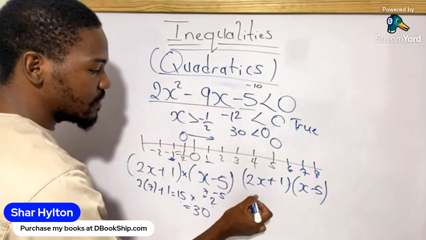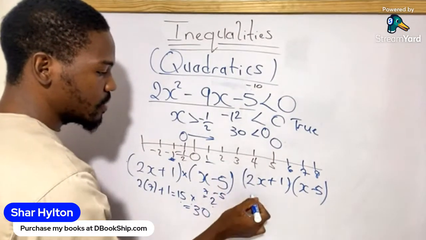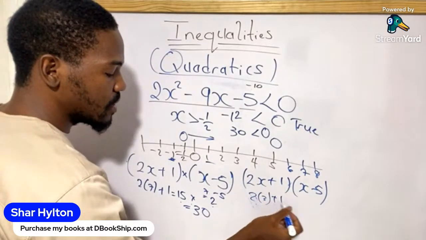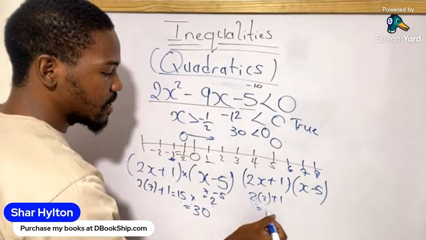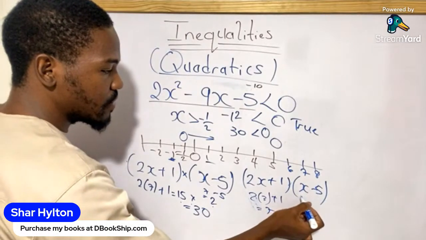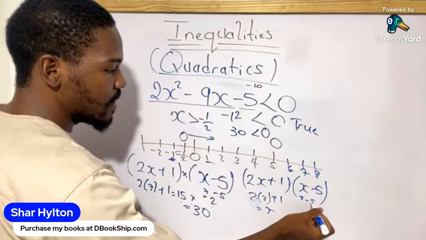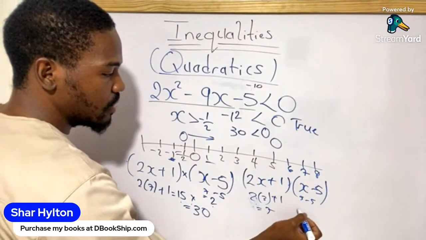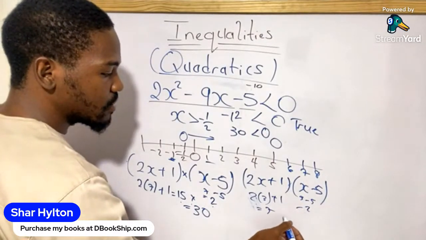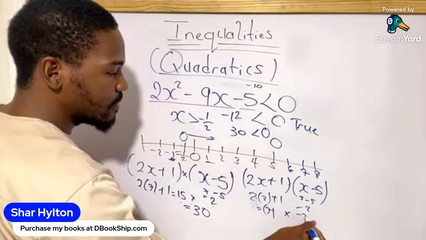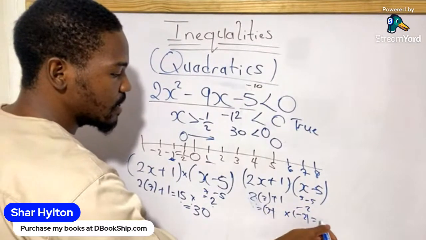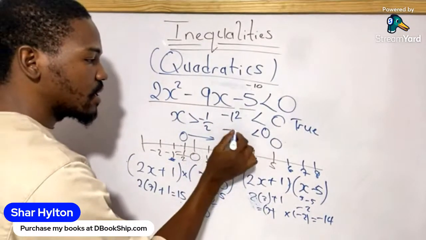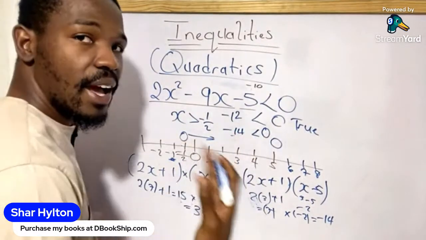Say if we were to test even 3, if that x is 3, plus 1, 6 plus 1 is going to give me 7. And 3 minus 5 would give me negative 2, right? So 7 multiplied by negative 2 is going to give me negative 14. So is negative 14 less than 0? And the answer is yes.